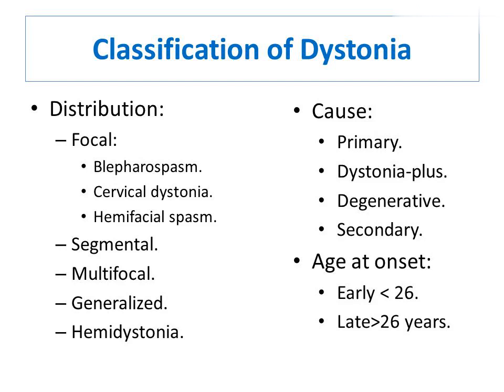Hemifacial spasm. Segmental. Multifocal. Generalized. Hemidystonia. Cause: primary, dystonia plus, degenerative, secondary. Age at onset: early, less than 26; late, greater than 26 years.